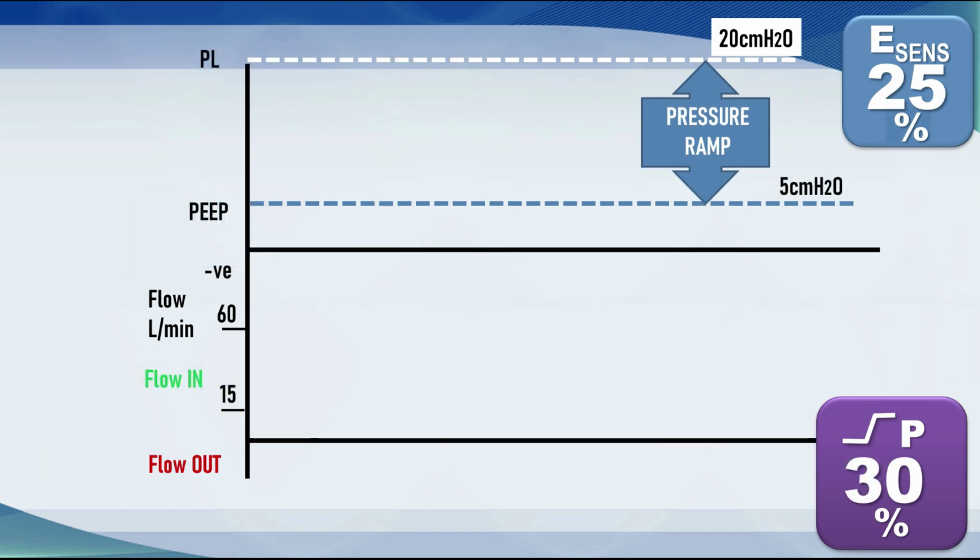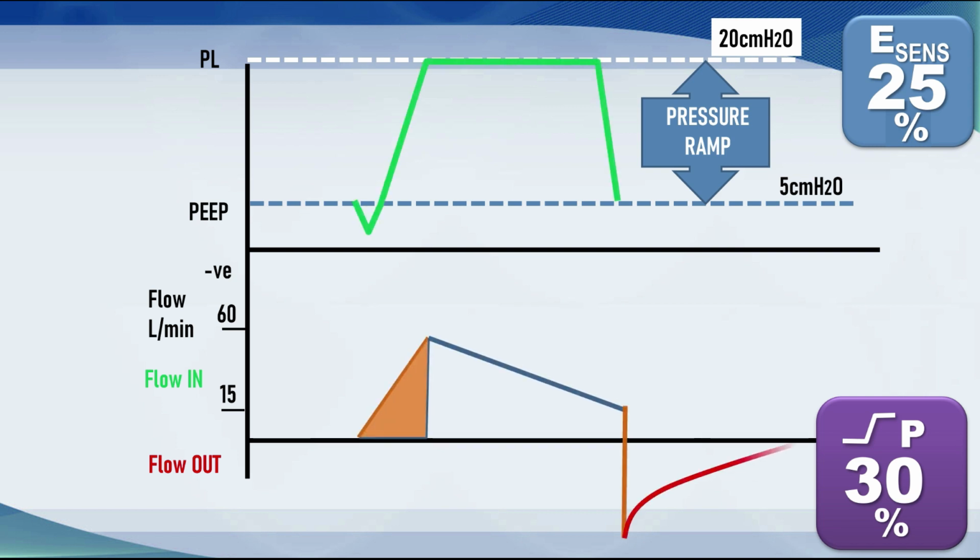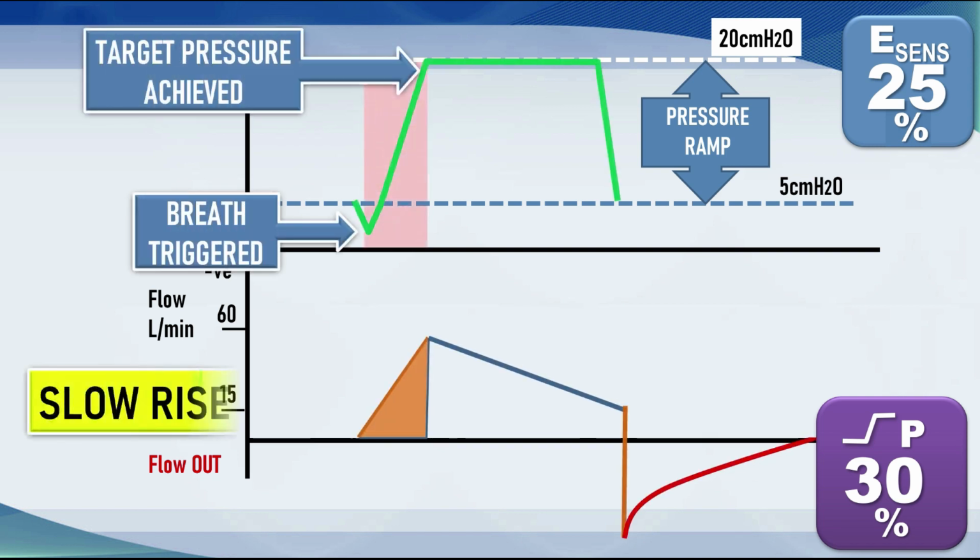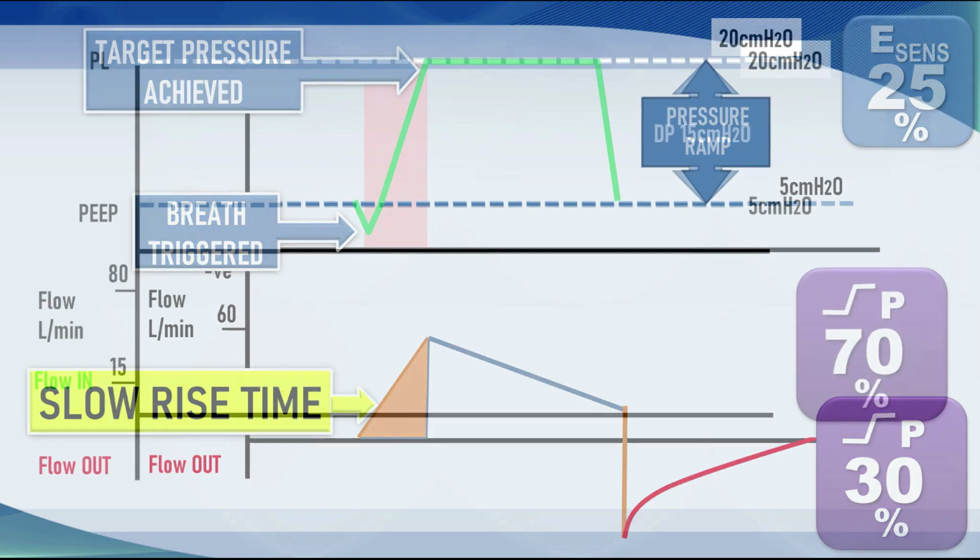In this case, you will see that the rise time has been set at 30%. The rate at which the peak flow is reached is much, much slower, and you can see the orange triangle. The breath will be necessarily longer, but there is a risk of inspiratory dysynchrony.